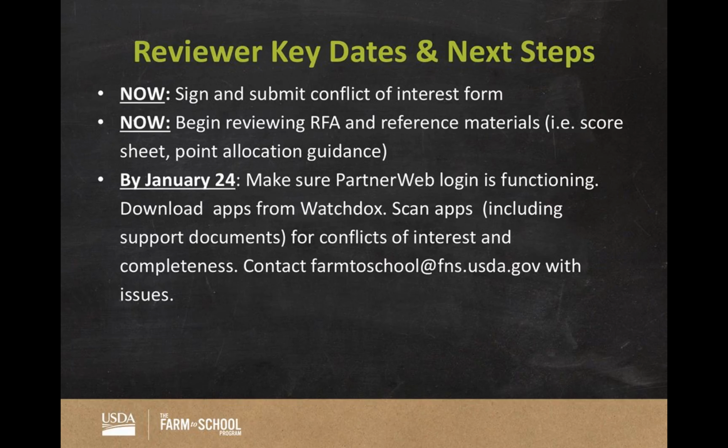So look at the score sheet for your assigned grant type. Take a look at the point allocation guidance. By January 24th, you want to make sure you've tried logging into PartnerWeb and also downloaded your apps from Watchdocs just to make sure that that's working. And you also want to make sure that you've scanned your apps for any conflicts of interest and just general completeness. So any issues on any of those fronts, you would contact the Farm to School inbox.